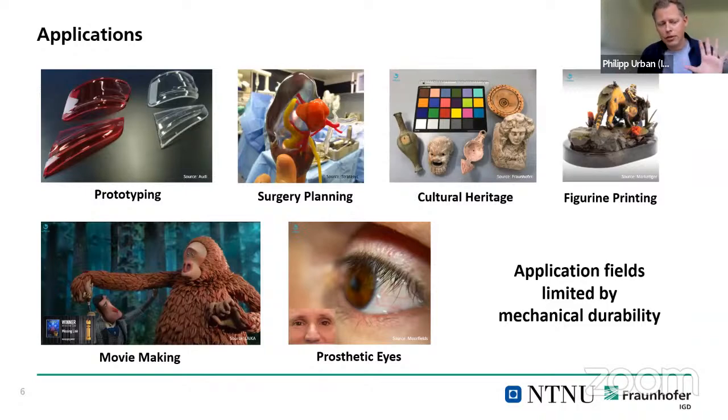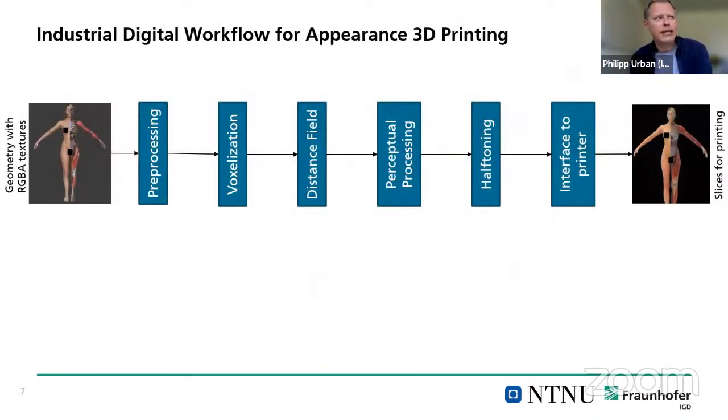And this is the problem of polyjetting or material jetting, the mechanical durability. And I can tell you, and this is something that I will also mention in the future part of my talk, that in future this will change, and this will open a lot of different application areas. Okay, let's have a look into an industrial digital workflow for appearance printing.